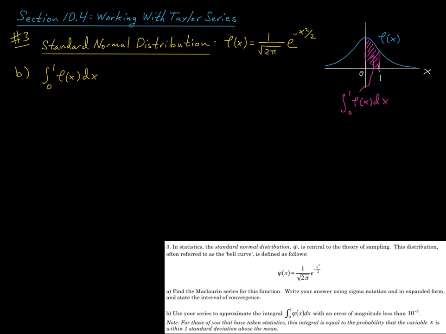So part B says, use your series to approximate the integral of phi of x from 0 to 1 with an error of magnitude less than 10 to the negative 5th. All right, so looking at this graph here, we're looking to approximate this area in purple below the bell curve and above the x-axis as x varies from 0 to 1.